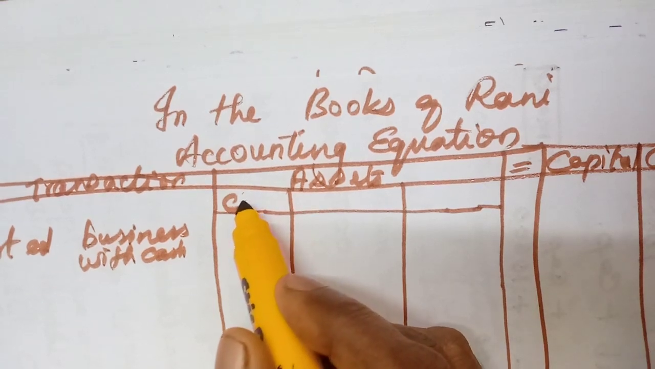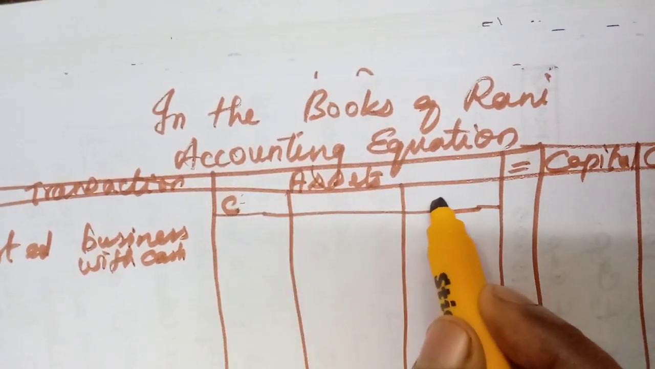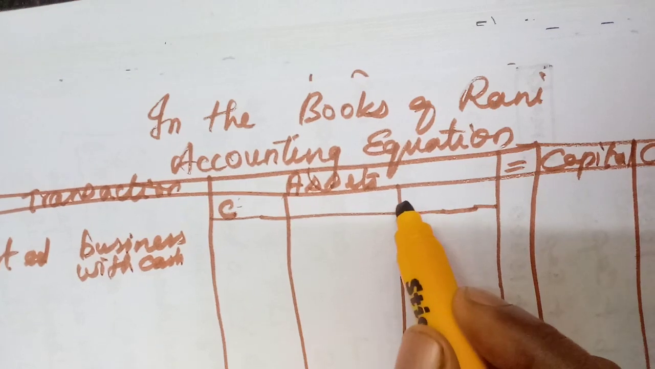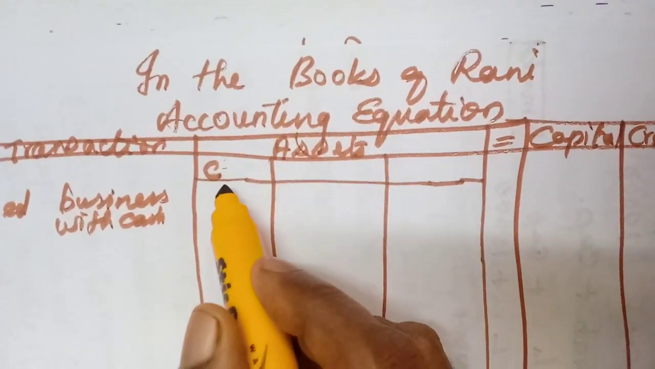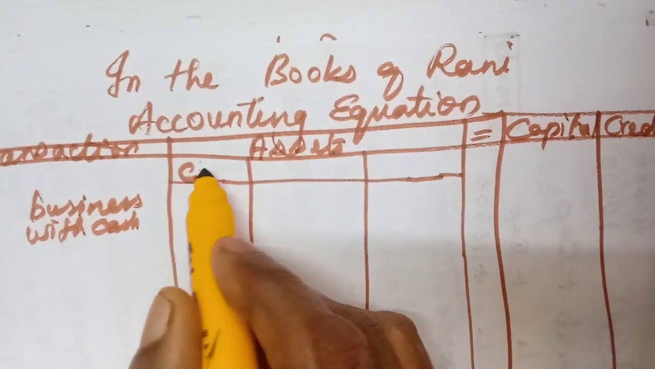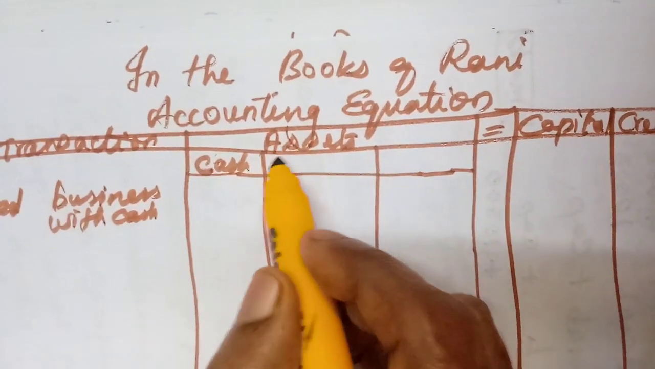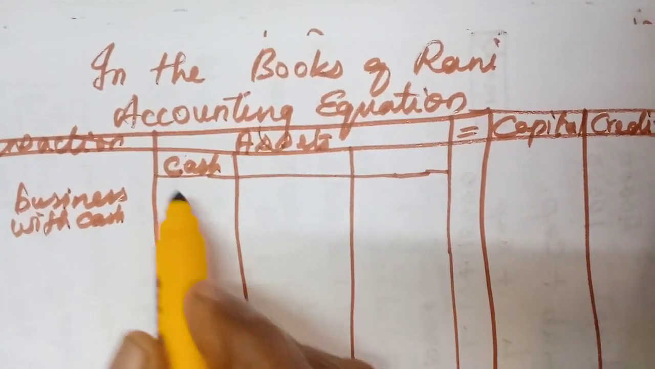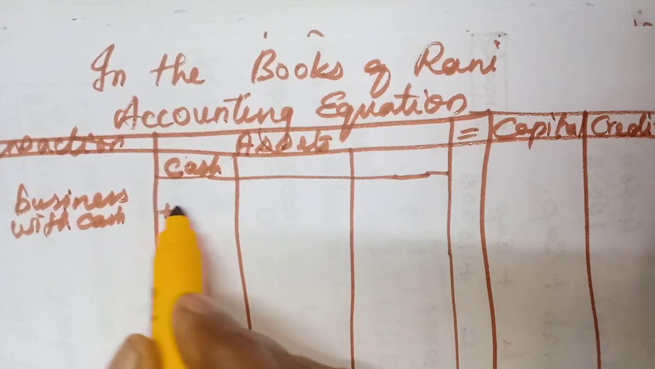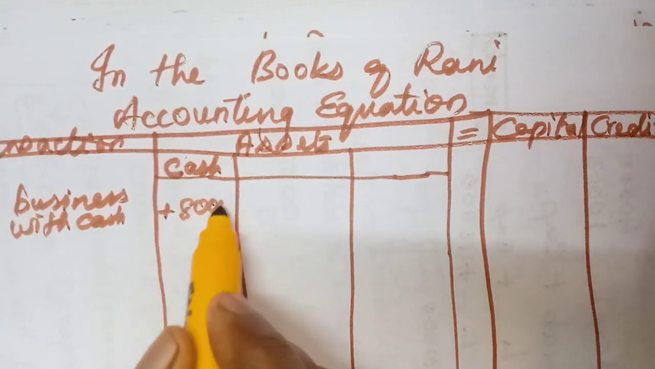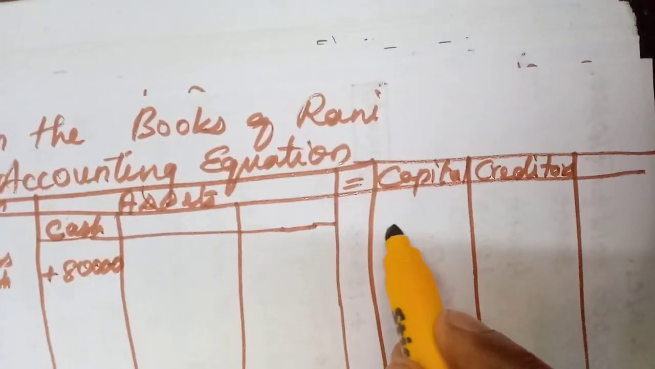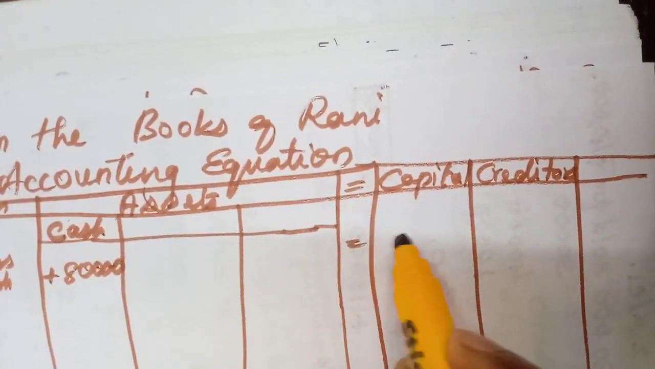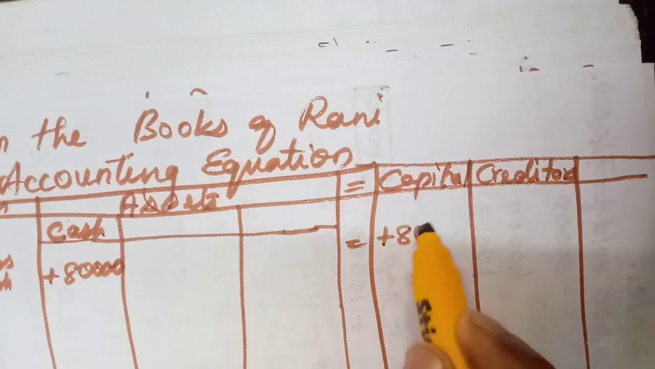When I was explaining to last year's students, from here, the first account that is affected. Otherwise, before starting the problem you have to identify the assets. What are the assets? Cash. So it is increasing the cash, isn't it? So plus 80,000. And it is increasing the capital, isn't it? So there also, equal to, plus 80,000.